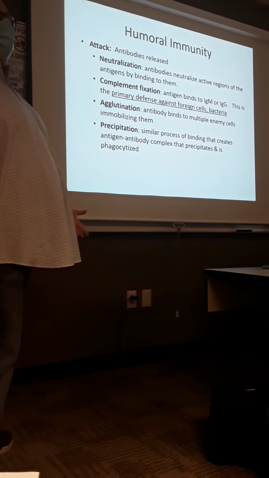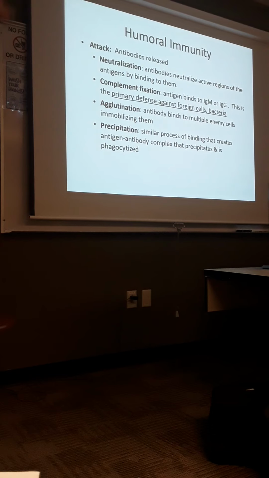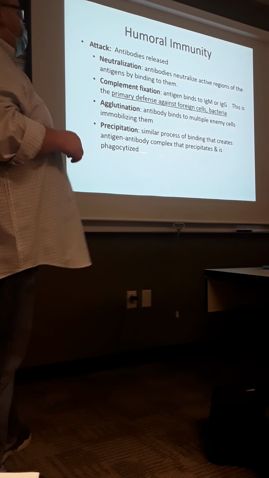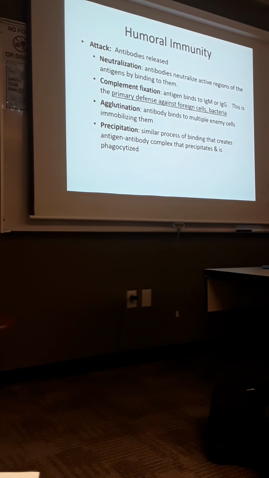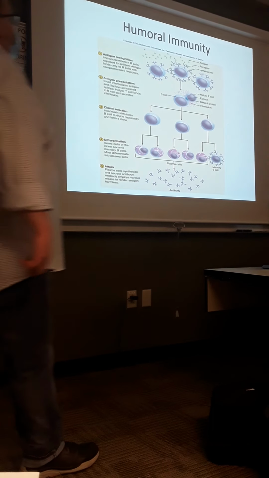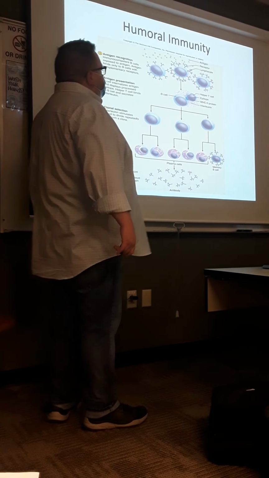This is the primary defense against foreign cells and bacteria. Agglutination, we've talked about that before. Agglutination can happen with any type of enemy cell, okay, where the antibody binds the antigens and causes the cells to clump together. This can happen with not just red blood cells. Okay? And then precipitation is a binding that creates these antigen-antibody complexes that precipitate these large complexes that can be phagocytized by macrophages.